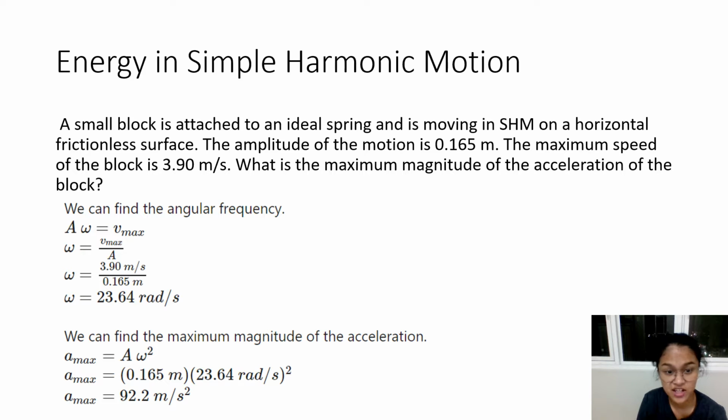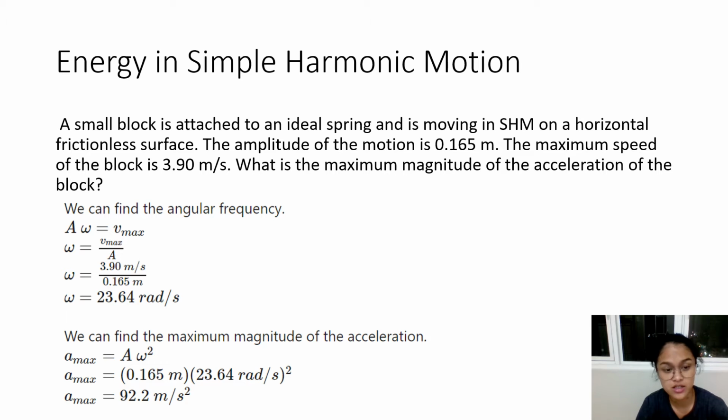So we can find the angular frequency by using the formula: amplitude multiplied by angular frequency equals maximum velocity. So we will isolate the angular frequency, which is omega. So it's going to be omega equals maximum velocity over amplitude. So now we plug in the values. It's going to be 3.9 meters per second over 0.165 meters, and we will be getting 23.64 rad per second.